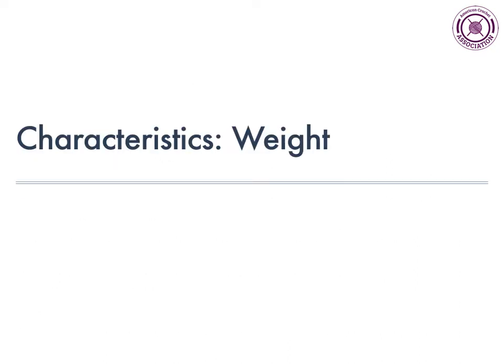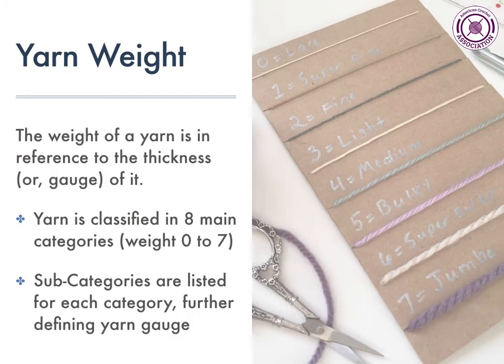Let's talk about different weight characteristics of yarn. Now, the weight of a yarn is in reference to the thickness or gauge of that yarn. Yarn is classified in 8 main categories. So it starts at a weight 0, and then we go all the way up to a weight 7. There are subcategories for each one of these categories, and they further define the yarn weight or gauge.